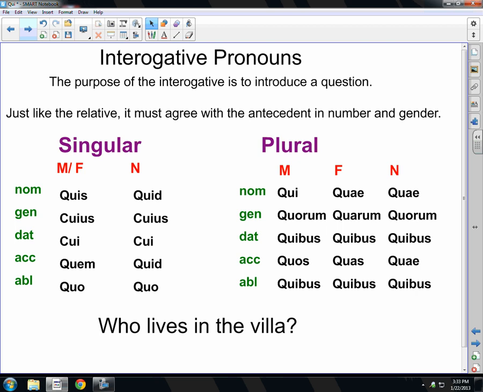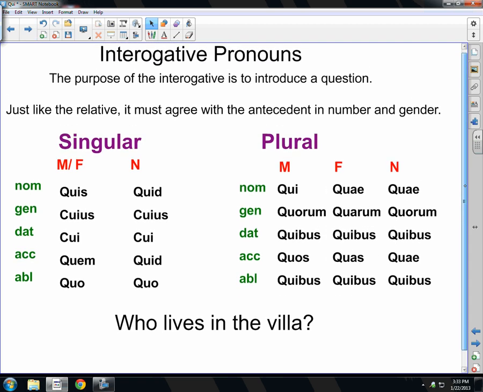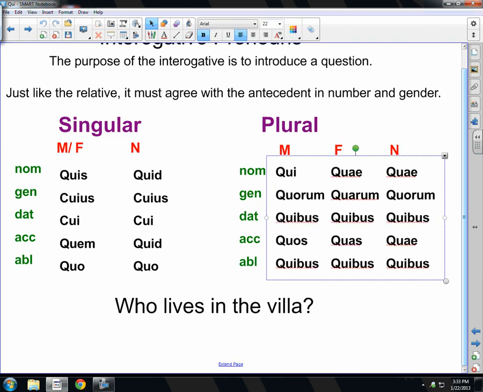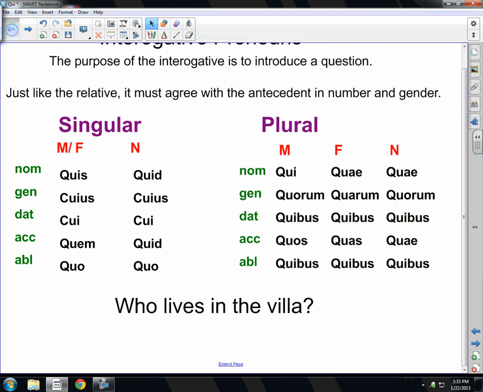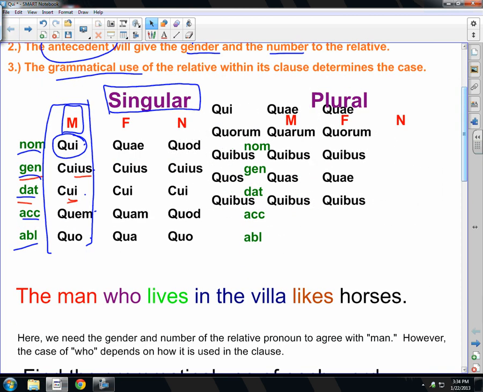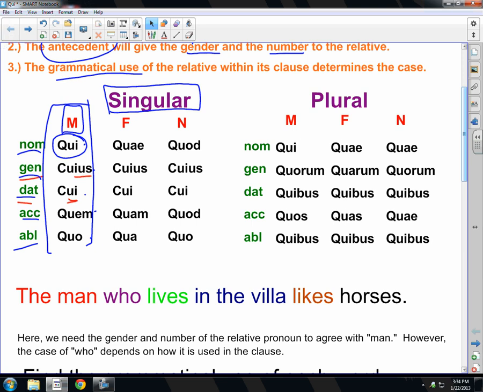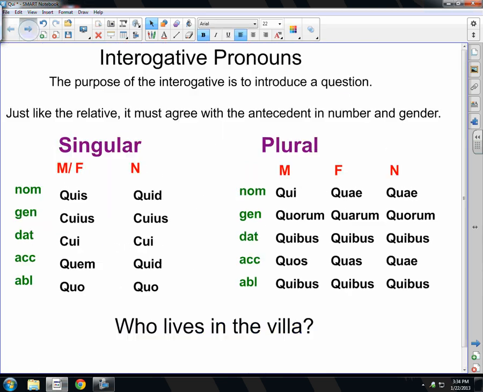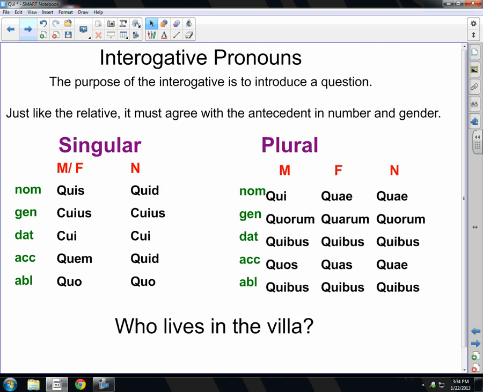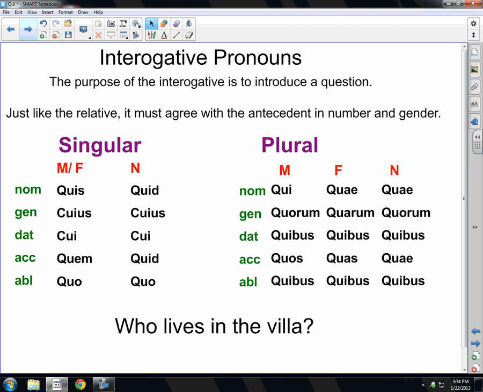Now, the case is determined, again, on how it's used in the sentence. So if I'm introducing a question, I'm going to use these interrogative pronouns. If you'll notice, the cool thing is that these plurals right here are the same ones that we have right here. They're the same thing that we use for the plural relatives, the same endings. What's different are the singulars. The singulars here, quis, quid, cuius, cui, quem, quid, quo, quo, are different, but the plurals are the same, so I'm really only having to memorize half of a chart instead of a full chart, if I've memorized my relative pronoun chart.